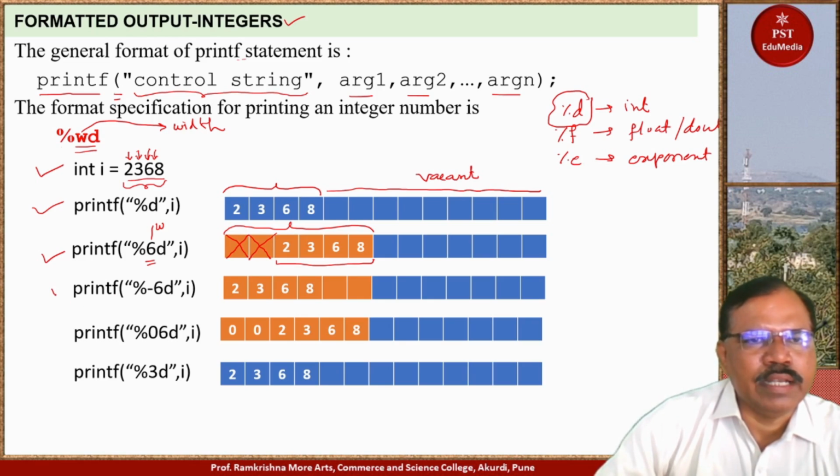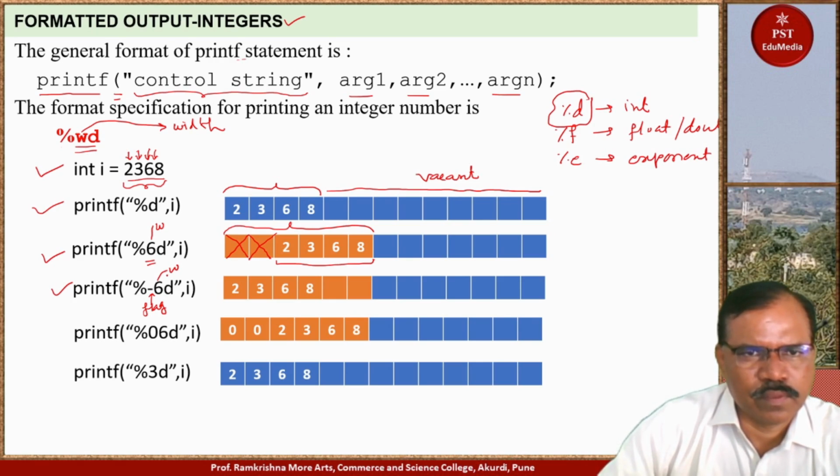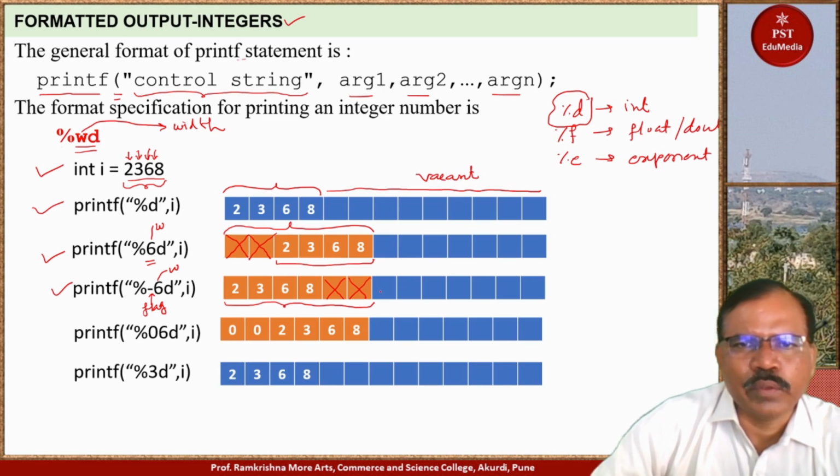Now if we take printf in double quote %-6d, minus, this is called a flag. So again here w is 6, so 6 places are reserved, but the number is printed like this. So what happens? The last two places remain vacant. You can print another number here, but these places will remain vacant.